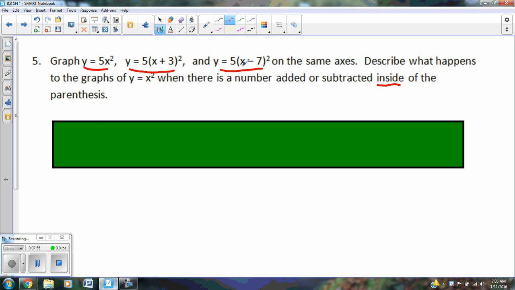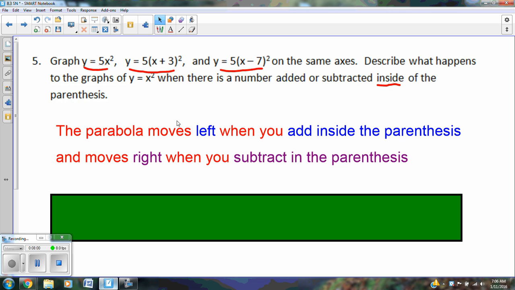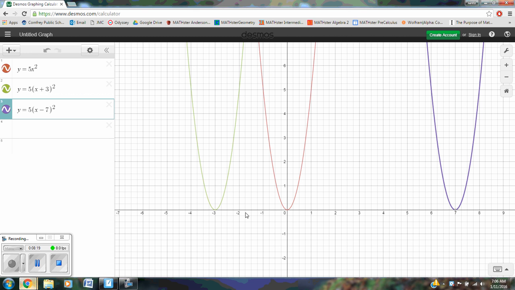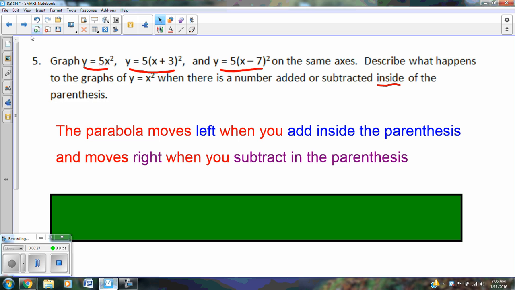So how does adding or subtracting something inside of the parentheses change it? The parabola moves left when you add inside the parentheses, and it moves right when you subtract in the parentheses. So this one is going to move right 7, this one is going to move left 7. And again, instead of saying parabola, you could say it's the vertex. That starting point, that corner piece right here, is the piece that moves, and then all the other points move in relation to that vertex.